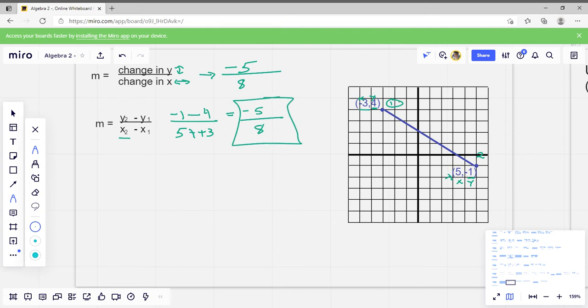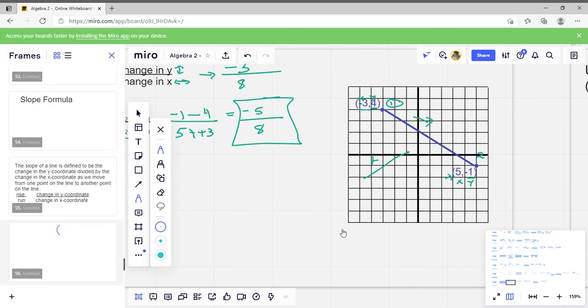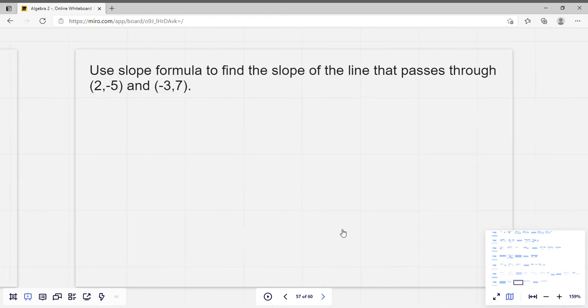You've got to be real careful when you're using slope formula that you don't mess up your negatives and your positives. If you're going downhill, it's going to be a negative slope. If you're going uphill, as you move from left to right, it would be a positive slope. Let's try another one. Use slope formula to find the slope of the line that passes through 2, -5, -3, 7.